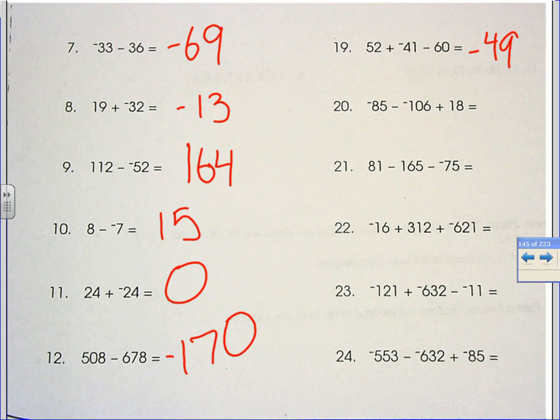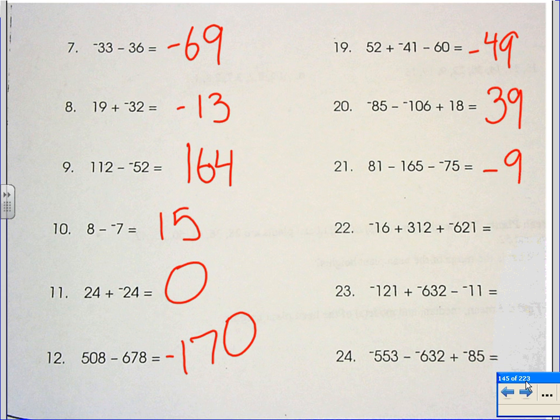Mary, what did you get? No? Jeremy? 39. Good. 21, Donatus? Good, -9. These ones are hard. 22, Adam? Good. Charles, 23? Close. You have two of your numbers mixed up. Alyssa? Good. -742. 24, Emma M? Great job.